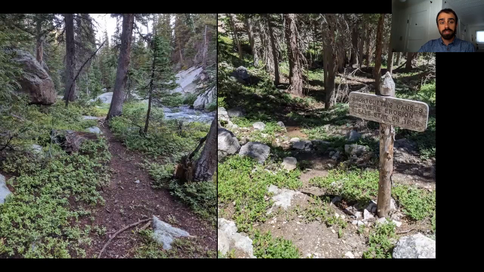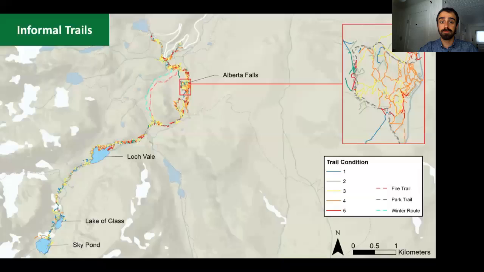I'll start off our results by sharing some of the informal trail data. And here are some examples of informal trails in the park. These have management implications for loss of vegetation, soil erosion, and just the aesthetic nature of being in the backcountry for visitors trying to enjoy some of these wild spaces.